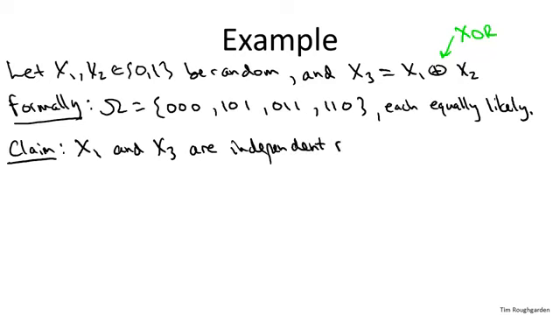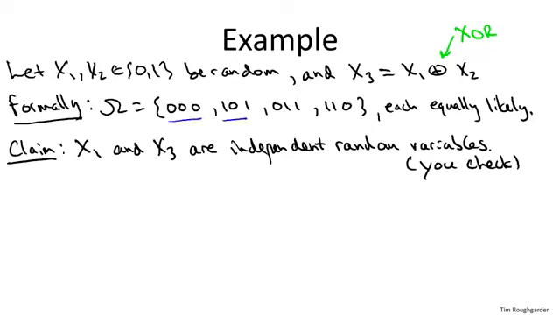And why is that true? Well, if you enumerate over the four possible outcomes, you'll notice that all four possible 2-bit strings occur as values for x1 and x3. So here they're both 0, here they're both 1, here you have a 0 and 1, and here you have a 1 and a 0. So you get all four of the combinations with probability 1 over 4, so it's just as if x1 and x3 were independent fair coin flips. So that's basically why the claim is true.